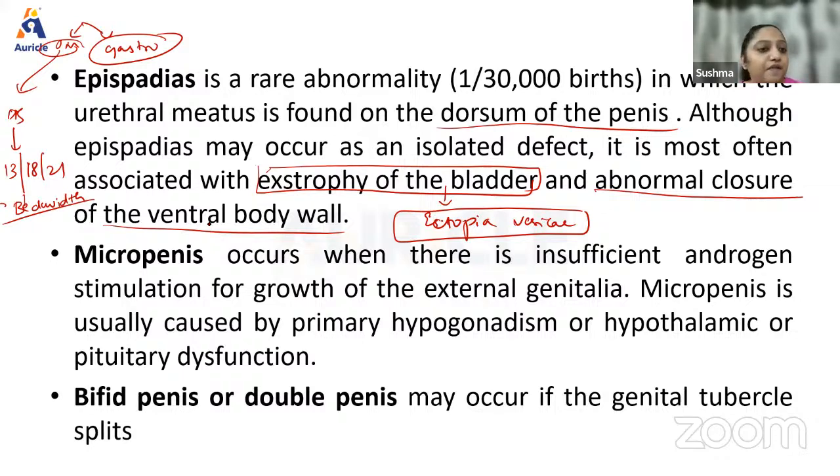Then we have a condition called micropenis, which occurs when there is insufficient androgen stimulation for the growth of the external genitalia. Micropenis is usually caused by primary hypogonadism or hypothalamic or pituitary dysfunction. Bifid penis or double penis may occur if the genital tubercle itself splits.